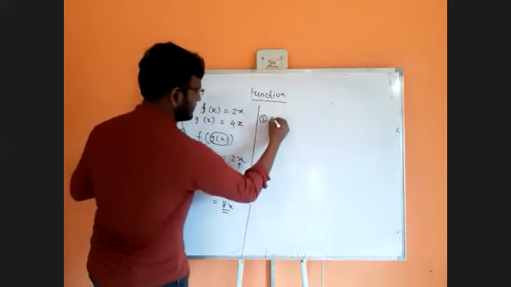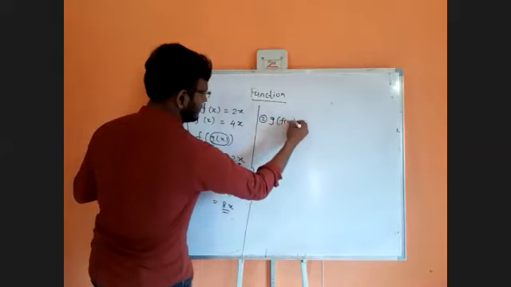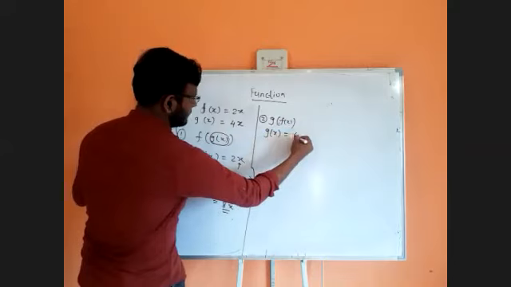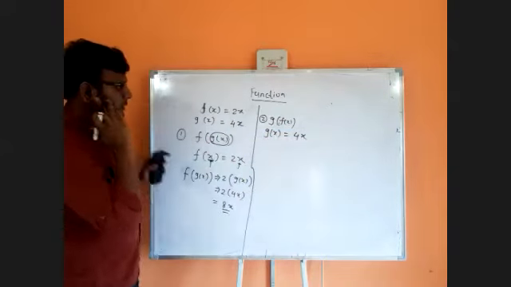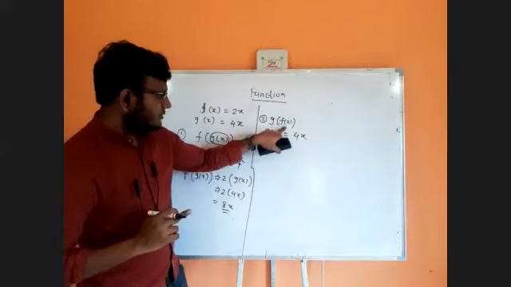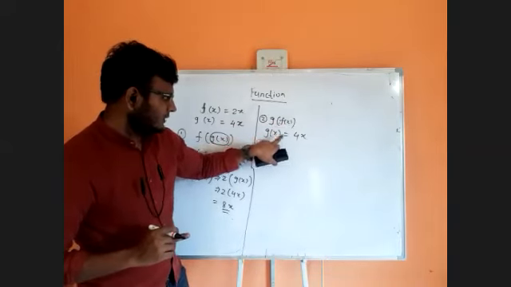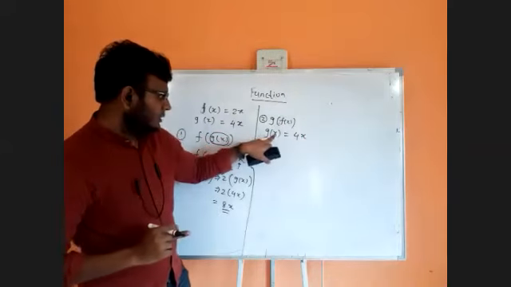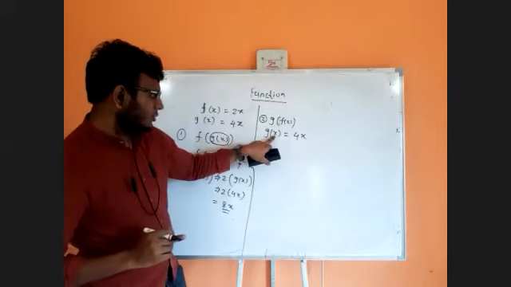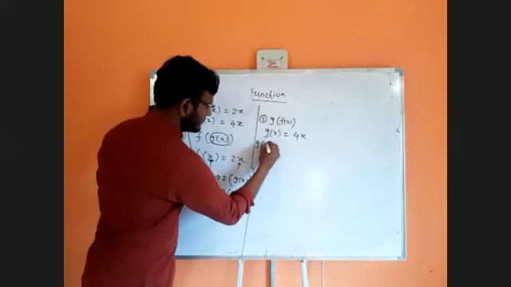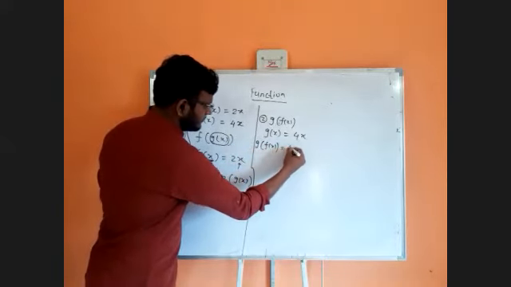g of f of x. But what is g of x? g of x is 4x. Now see the difference between this and this. Here the input is f of x; there the input is x. If this is x, then this will also be x. Now, if I have to write g of f of x, I have to replace all x by f of x. So all x will be replaced by f of x.